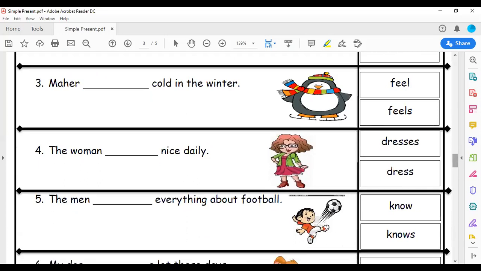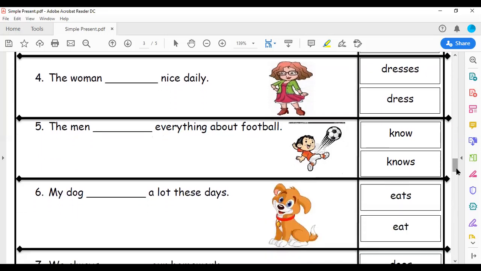Maher cold in the winter. Where is the subject? Excellent. The subject is Maher. Okay, look here. I have feel, I have feels. Maher, is it singular or plural? Bravo, this is singular. Listen to me. Singular means I add s to the verb. Easy. Okay, singular, then add s. So Maher feels cold in the winter.